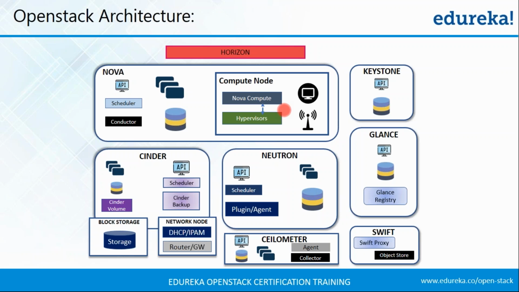So it will again send a message to the Nova conductor to update the database with the VM state, and then you'll finally get your VM launched and it is ready to use. So that is how all the processing takes place. That is how each of the components actually communicate with each other.